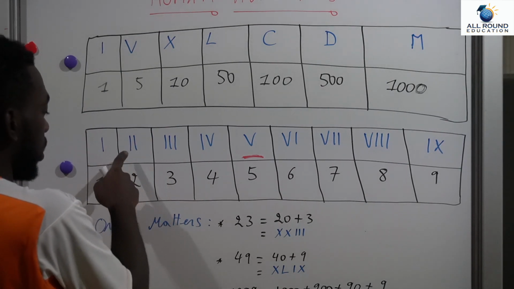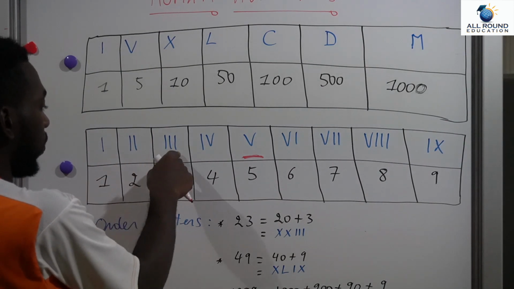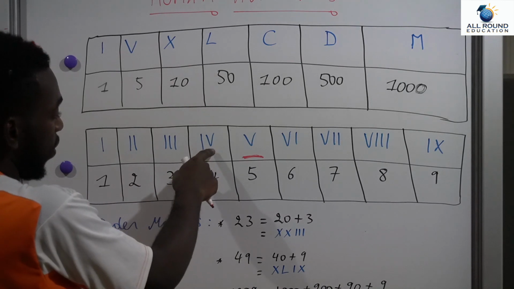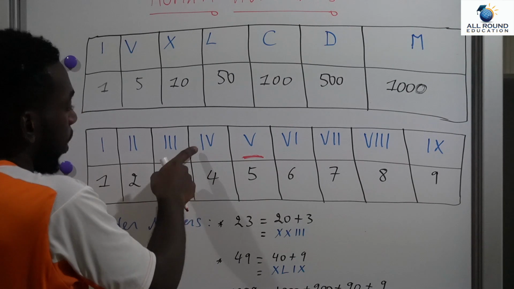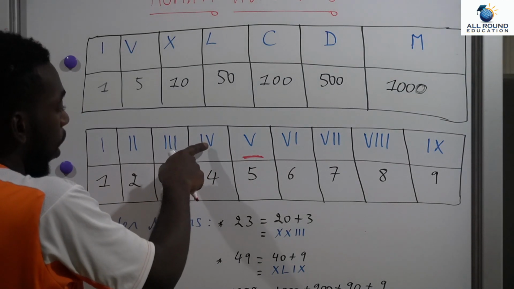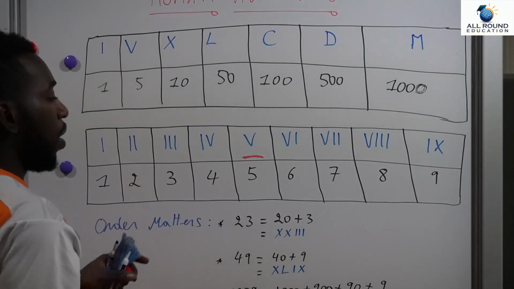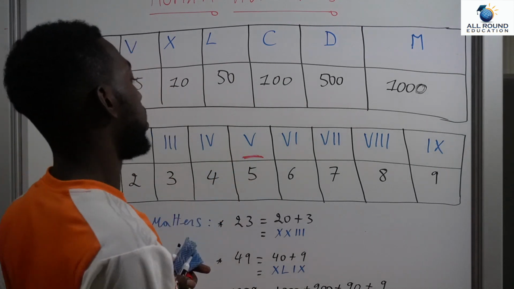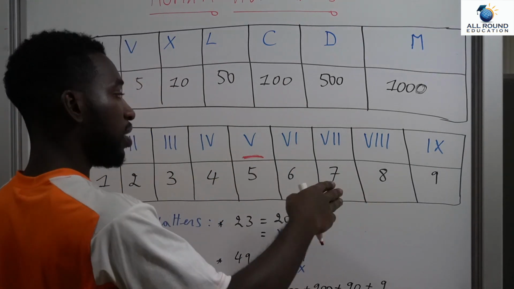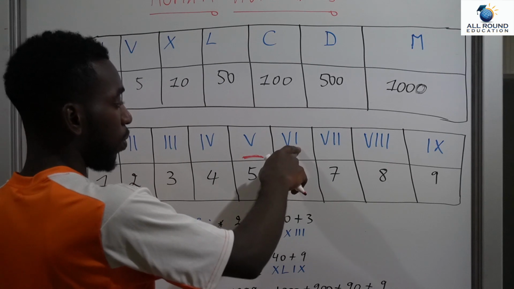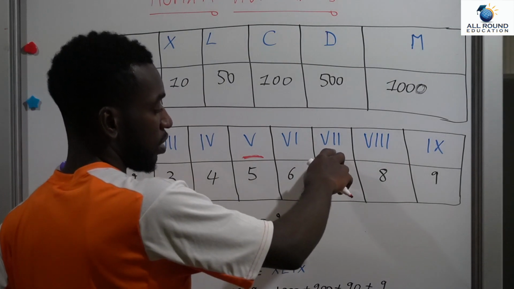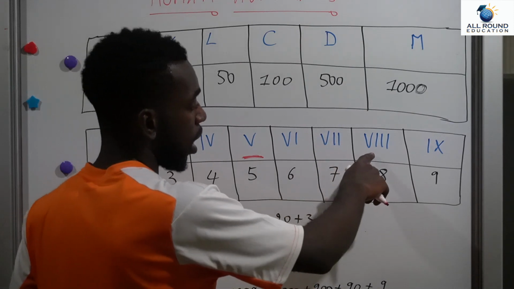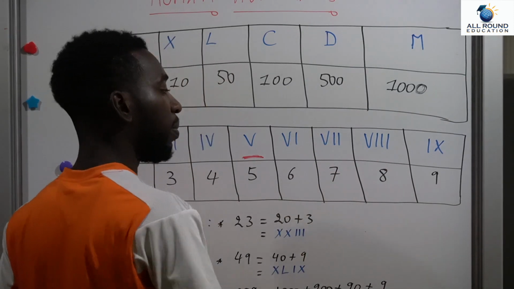Two bars will represent 2, three bars will represent 3, and 5, as we saw here, is capital V. Capital V with 1 bar, or I, in front represents 4, and capital V is 5. On the right-hand side of V, V and 1 bar represents 6, 7 is V with 2 bars, and 8 is V with 3 bars.